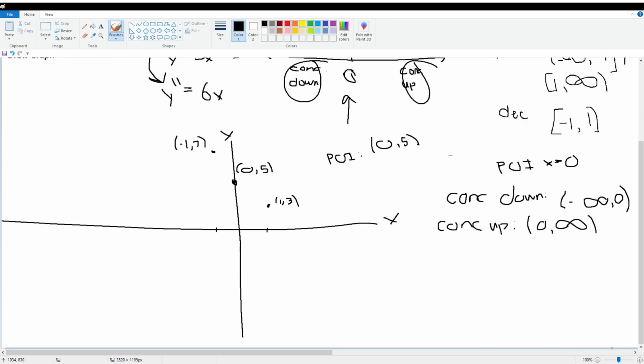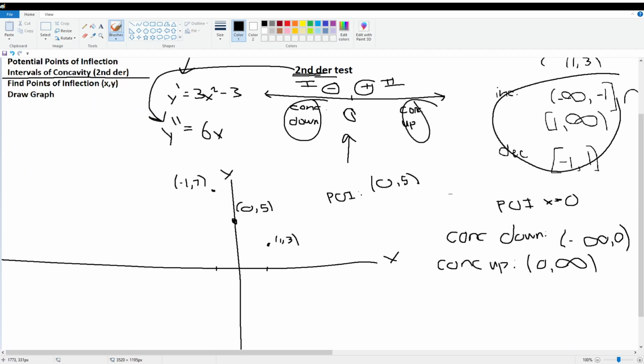So now we have all the points we need, and we just use these intervals here, the intervals of increasing and decreasing and the intervals of concavity, to actually draw the graph. So the graph is increasing from -infinity to -1. So that shows that it's increasing and it's concave down. So if it's increasing and concave down, it looks something like that. And then from -1 to 1, it's decreasing, seen here. And from -1 to 1, it goes from concave down to concave up.